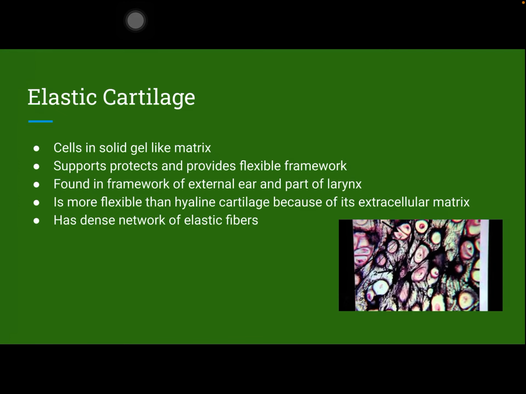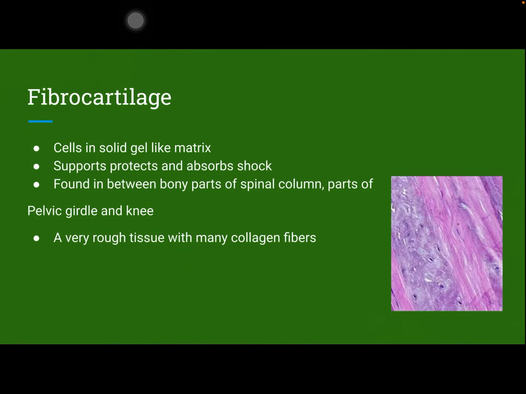Elastic cartilage are cells in solid gel-like matrix, support, protect, and provide flexible framework, and they're found in framework of external ear and of larynx. It is more flexible than hyaline cartilage because of its extracellular matrix, which has a dense framework of elastic fibers.